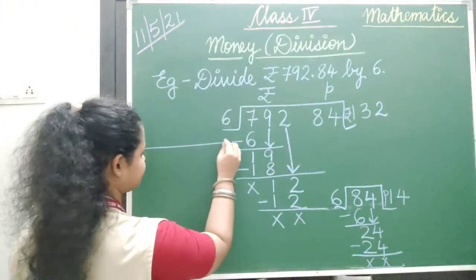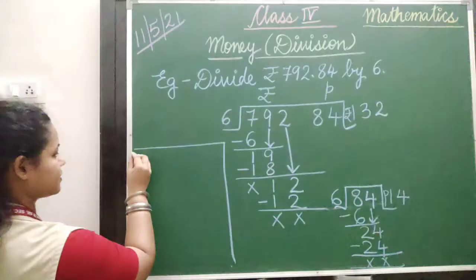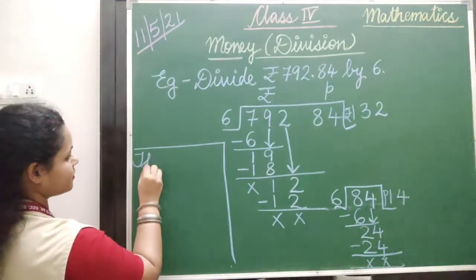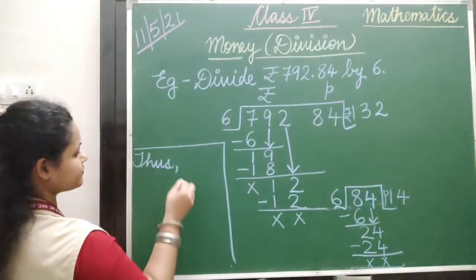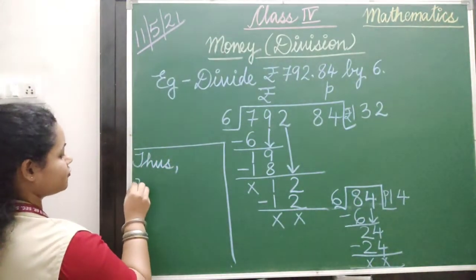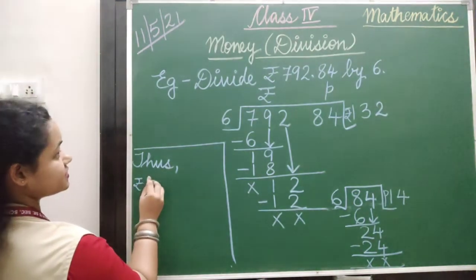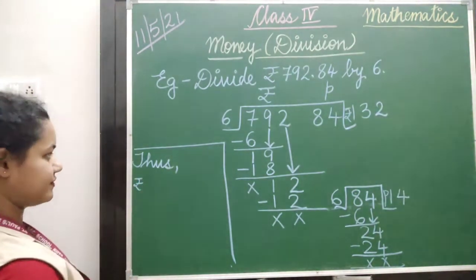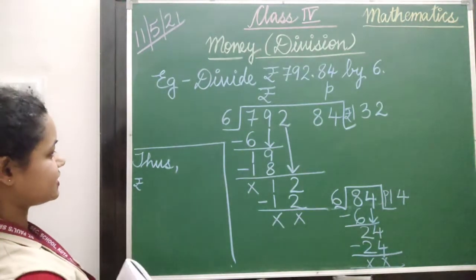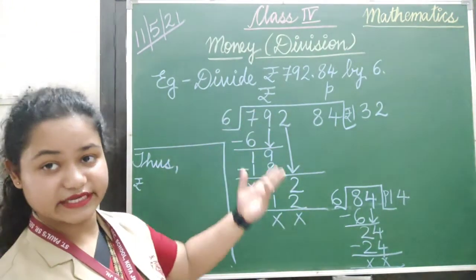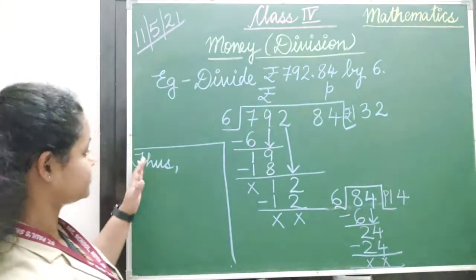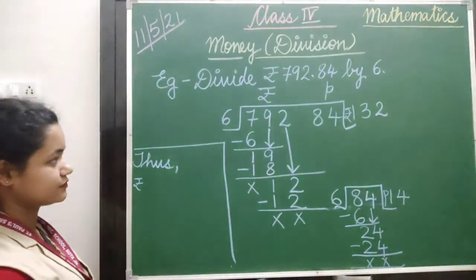So you can say, I am writing it here, okay? Thus, rupees, or else you do one thing. You all copy this down, then I will write it on the next board. Okay? Because here it will not look good. Understood?